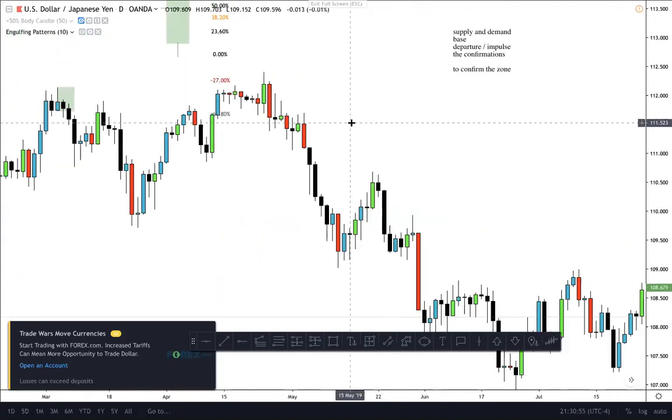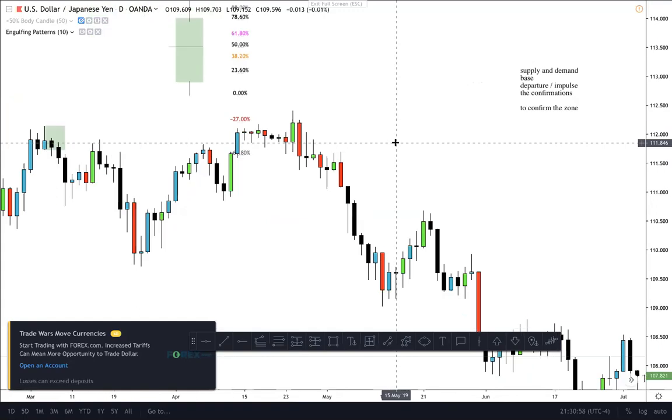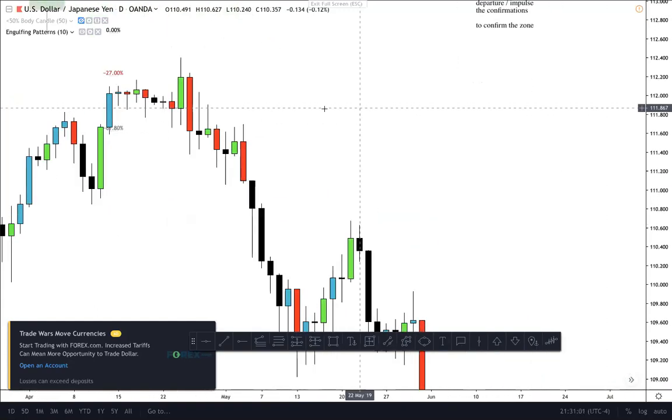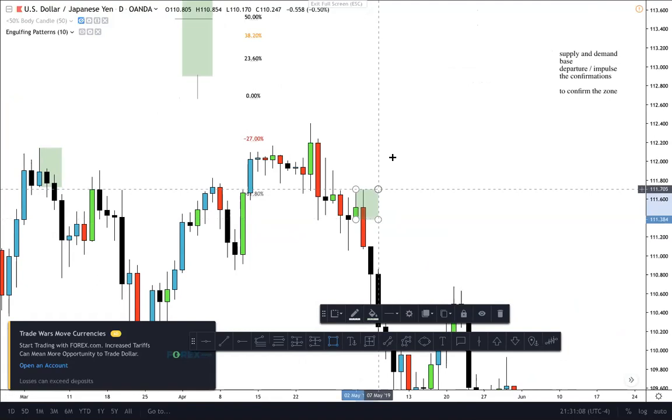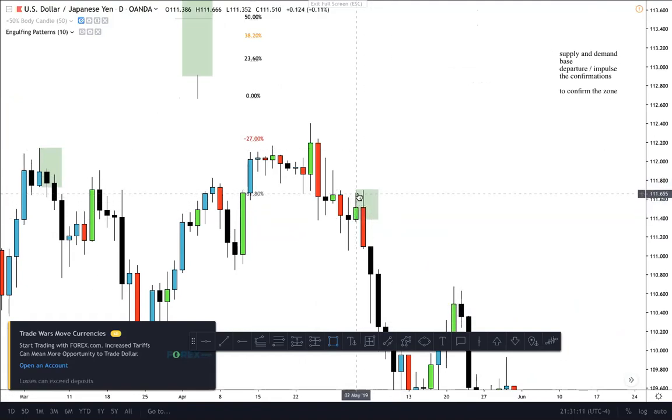Let me see if I can find an example, right? Okay, here we have an example right here. Now this rule is technical to explain. So we have the first basing candle right here, right? Now, the entire candle, this is the basing candle, right? If the first basing candle engulfs the entire body of the previous candles, then you include the previous candles in the base, right?